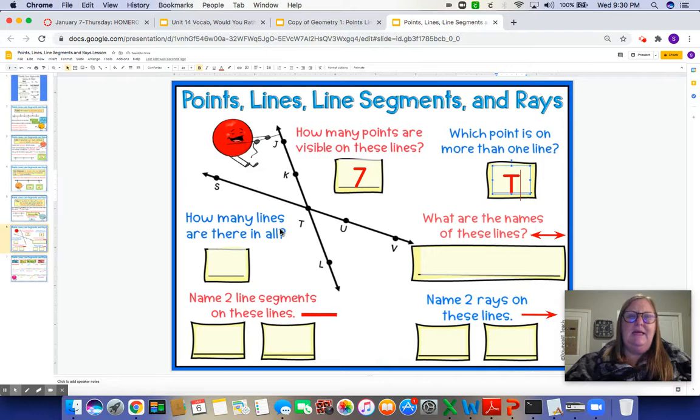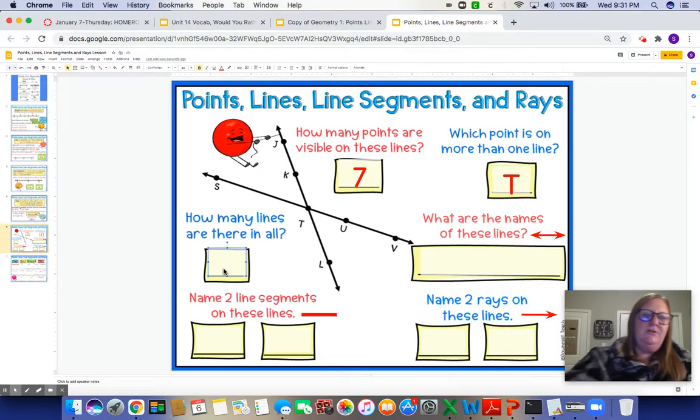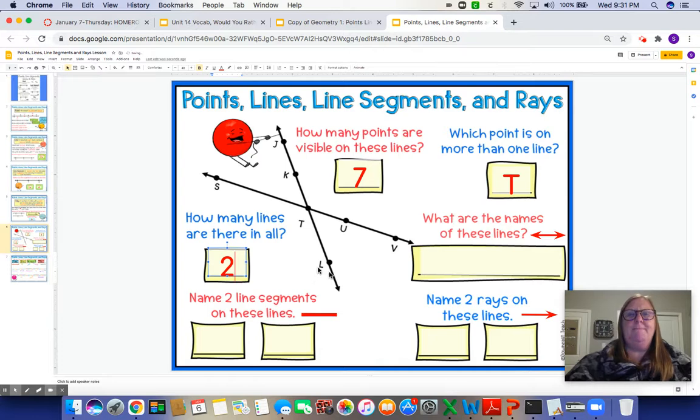How many lines are there in all? Now remember, lines go on forever and ever, both directions. So let's look. We have a line that goes here, and if we named this line, we would say JL. Remember, because we do the outermost letters, JL. And then the other line would be SV. So there are 2 lines in this picture. Oh, and we just kind of answered this one.